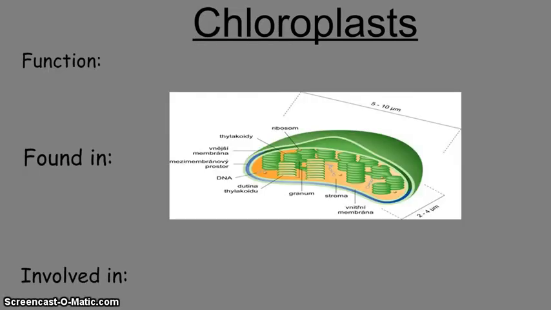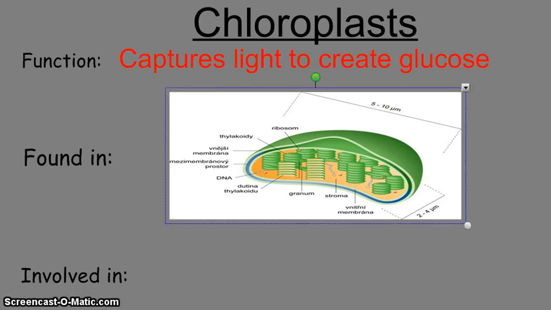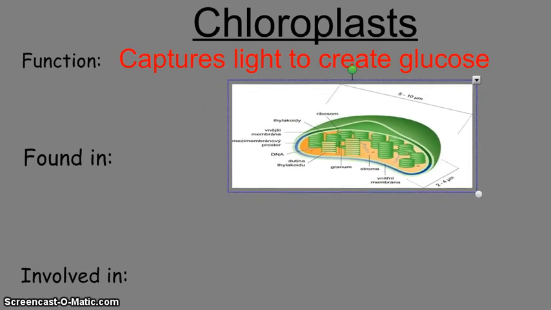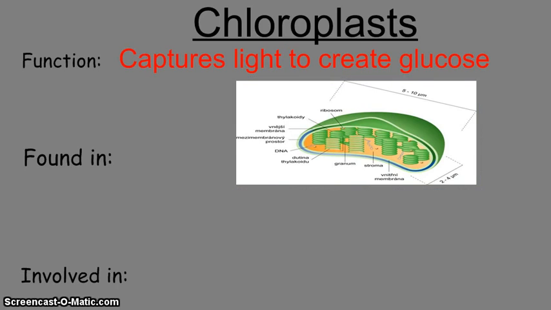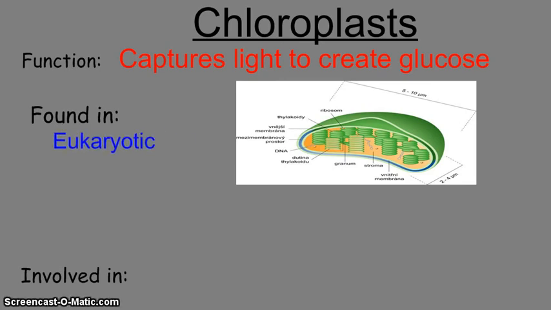The chloroplast, another energy producing organelle. Its function is to capture sunlight and to create glucose. And glucose, I'm going to shrink this down just a little bit, glucose is our molecule of energy. So it's a way that we can create energy. It is found in eukaryotic cells, and since it's a sunlight capturing organelle, it's found only in plants.